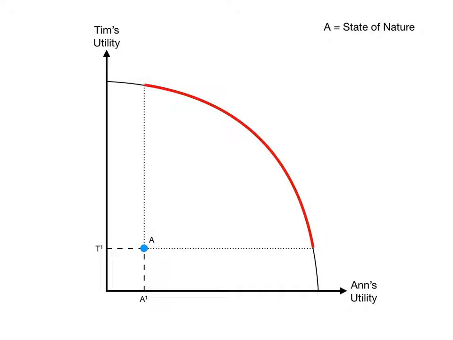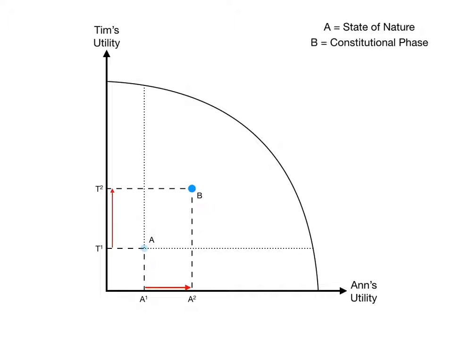And so they get together and they create a constitution. They create a set of meta rules to help them understand how to deal with the day-to-day rules. And here is their move to that meta constitution. They move from point A to point B, and we call this the constitutional phase.